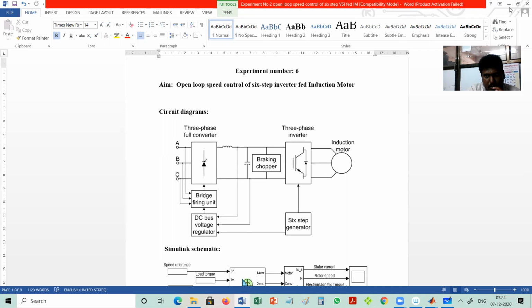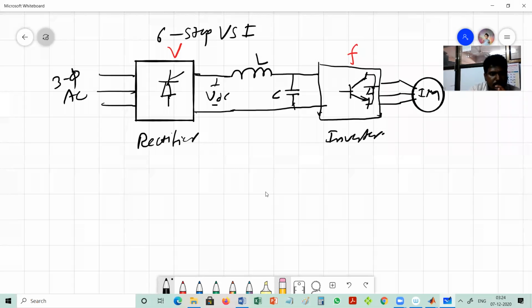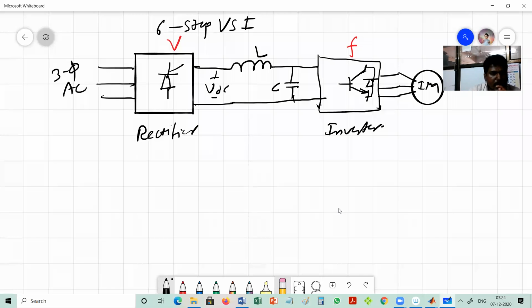Open loop speed control means we are not taking any speed feedback. We are not sensing the speed of the induction motor. So in an open loop system, we have to convert the command which is given to appropriate signals which will control the inverter and rectifier. Here the command will be the reference speed, which will be converted into frequency using the relation 120 f by p.